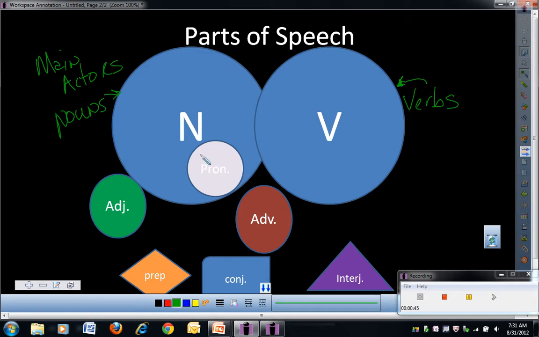We also have pronouns which take the place of nouns. We have adjectives that modify nouns. Modify is going to be our word. We have adverbs that modify verbs. They also modify other adjectives, and they also sort of modify themselves. So an adverb is a really interesting part of speech. We have prepositions, conjunctions, those link things, and interjections add excitement or some type of emotion. That's our overview.